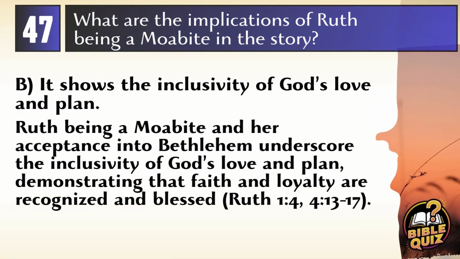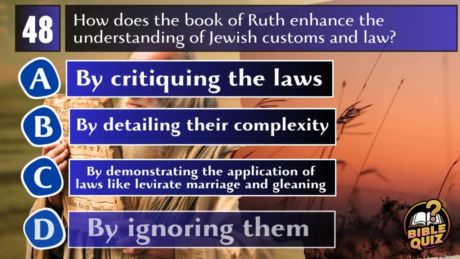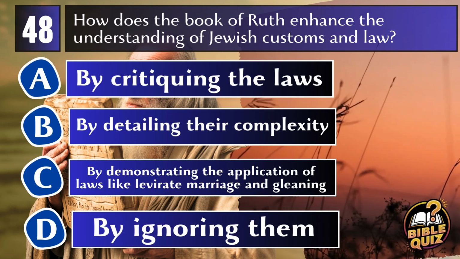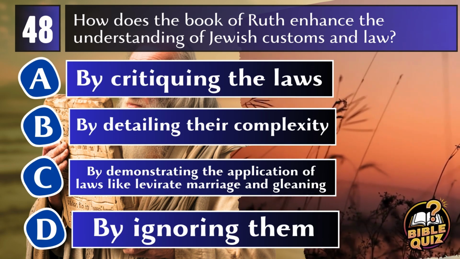Answer: B. It shows the inclusivity of God's love and plan. Ruth being a Moabite and her acceptance into the community of Bethlehem underscore the inclusivity of God's love and plan, demonstrating that faith and loyalty are recognized and blessed, regardless of national origin. Ruth 1-4, 4:13-17. Question 48. How does the Book of Ruth enhance the understanding of Jewish customs and law?